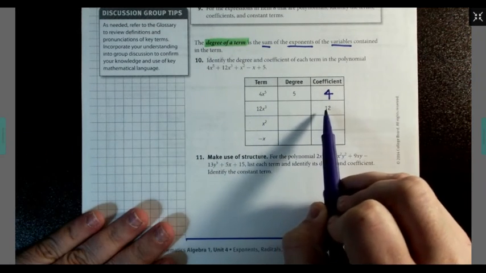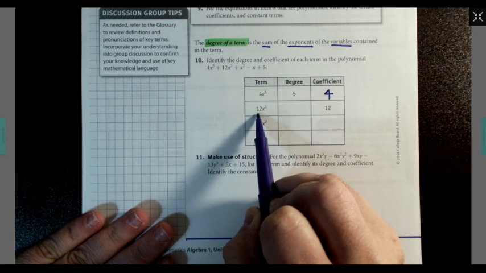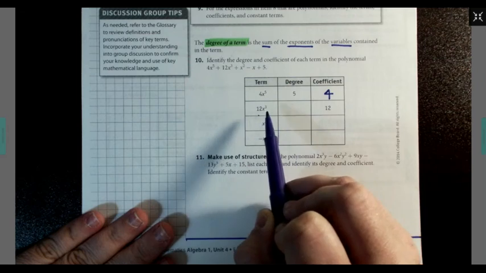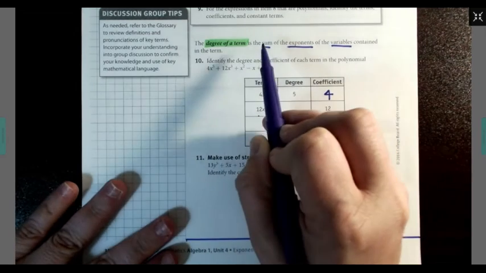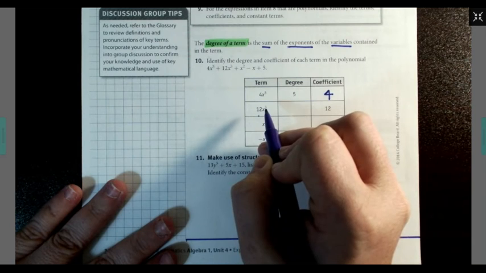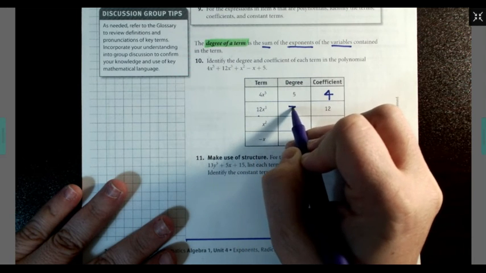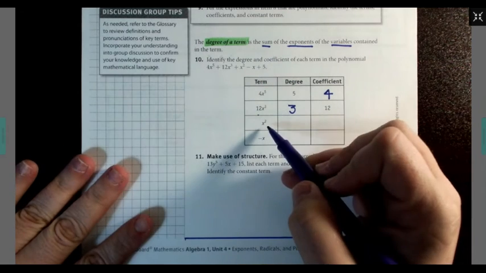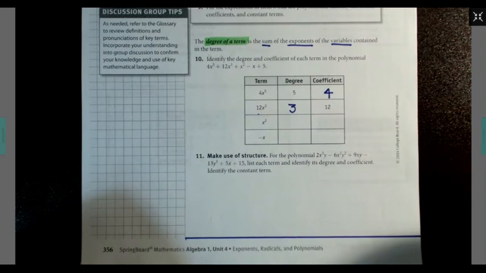Here, it gives me the coefficient of 12, which is the numeric factor there. But I've got to find the degree. Remember, that is the sum of my exponents. So I have one exponent, and that number is 3. All right, we have x squared.